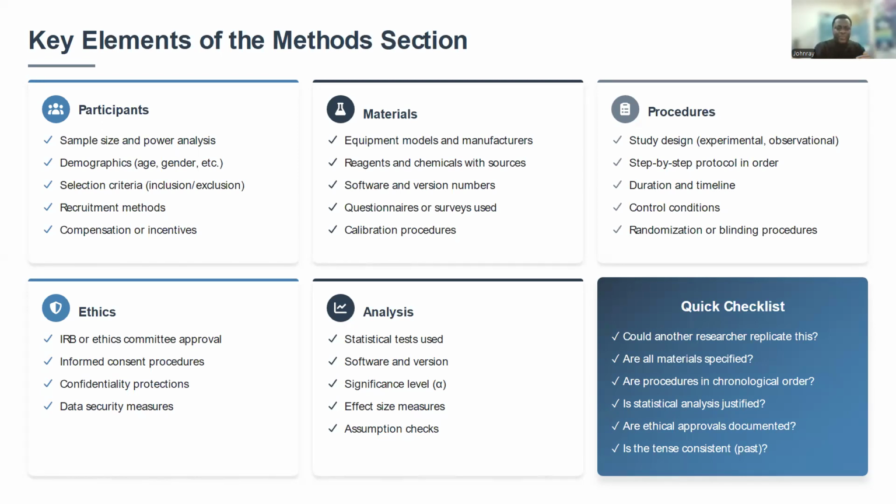It should be in order form. You don't mix them up. They must follow an order. Have I been able to justify the statistics I'm going to use, or the analysis I'm going to use? Is there any ethical approval or document which I must include, if you have sought approval?